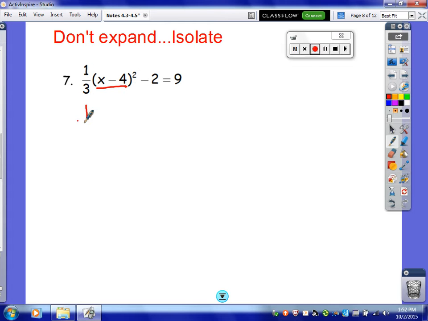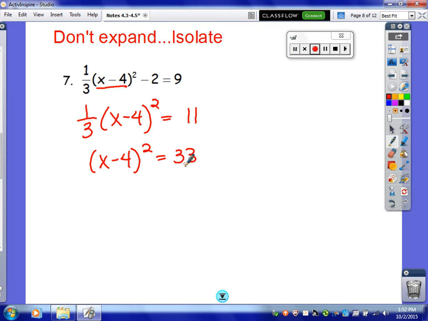So that means I want to add 2 first. Can't distribute that 1/3 in there because that's squared. All right, so add 2 and I get 11. Multiply by 3, get 33. All right, like I said, now this is a single term. So now we can square root both sides.